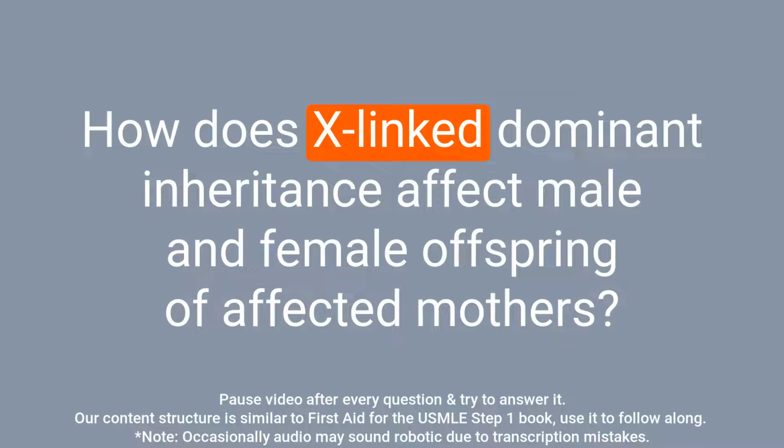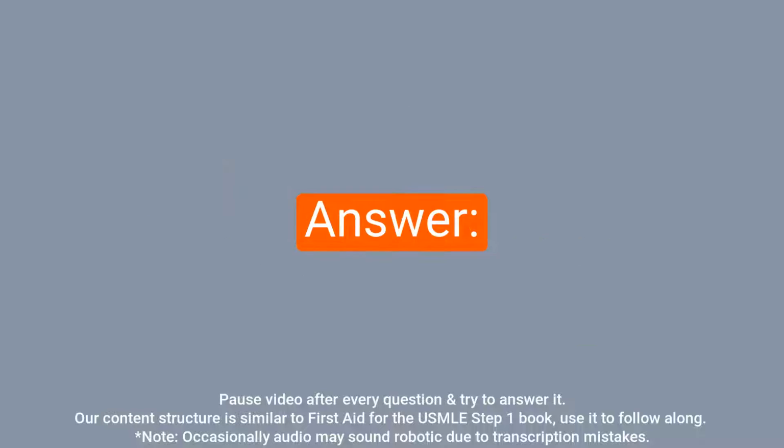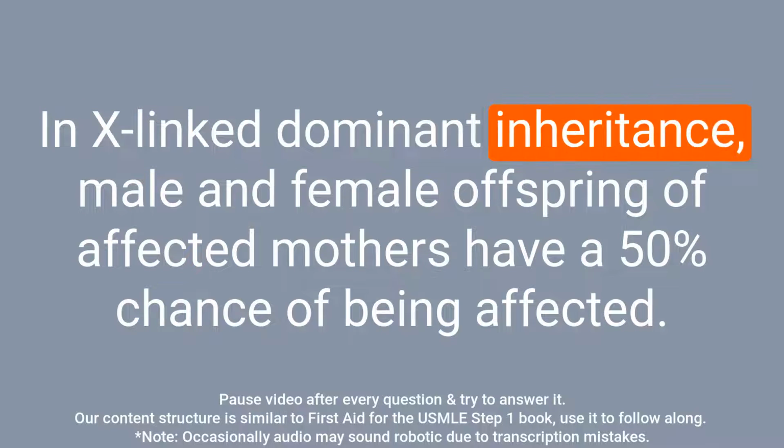Question: how does X-linked dominant inheritance affect male and female offspring of affected mothers? Answer: in X-linked dominant inheritance, male and female offspring of affected mothers have a 50% chance of being affected.